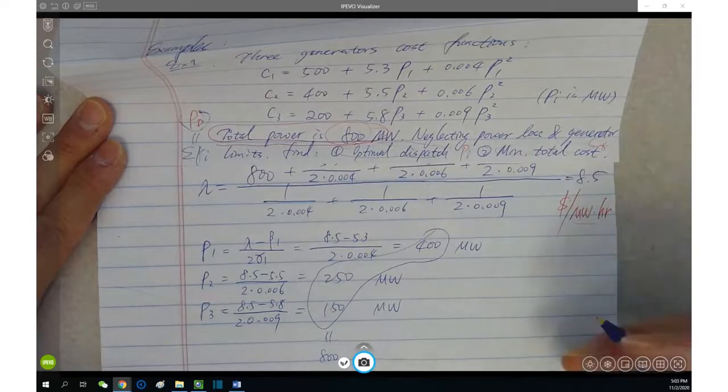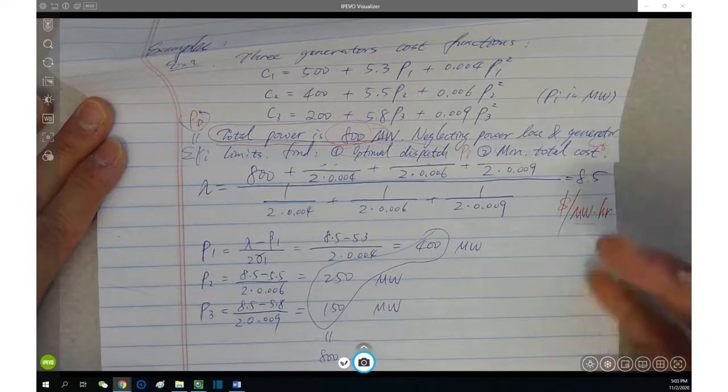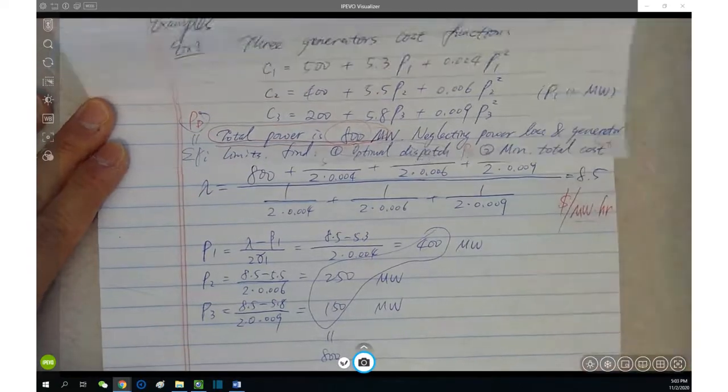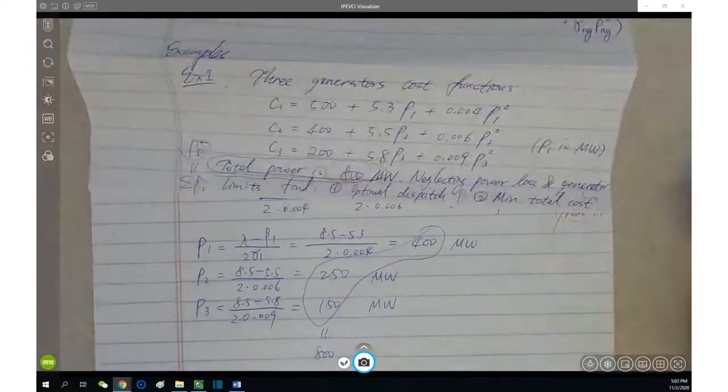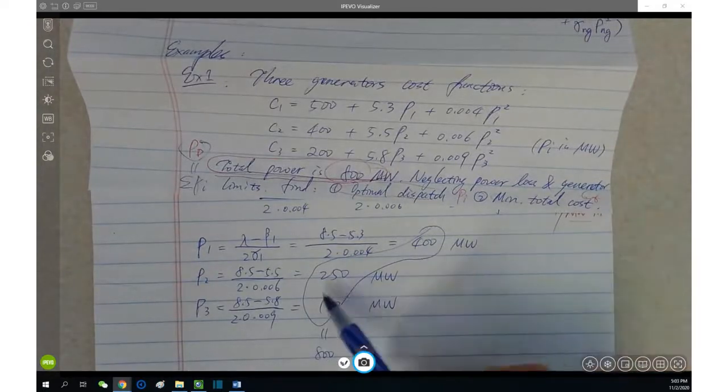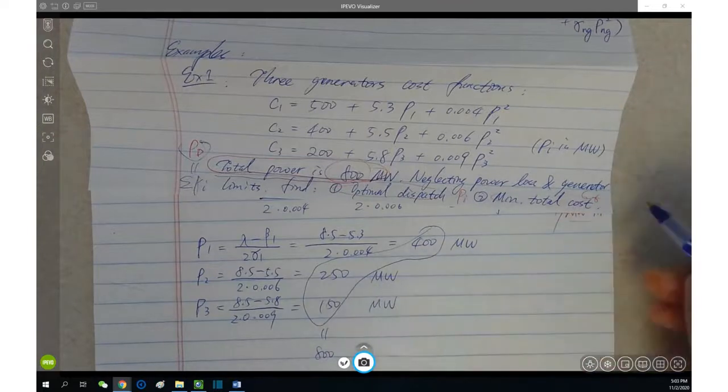Does it make sense? You can check. You don't have to wait until the solution is presented to know whether your answer is right or wrong. If you end up with the total summation exactly 800, I think you're right. It's not quite likely to be wrong then.